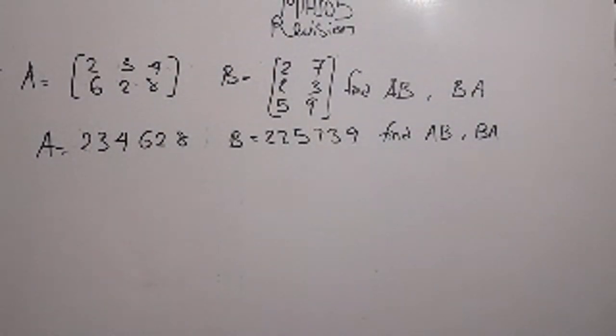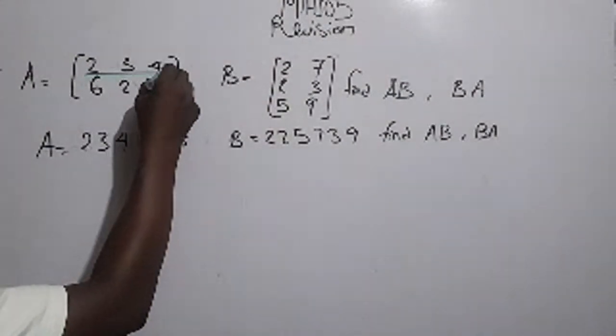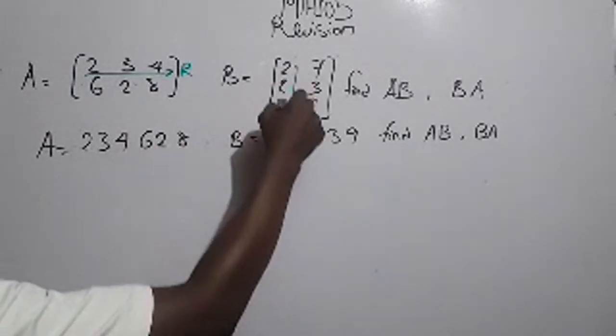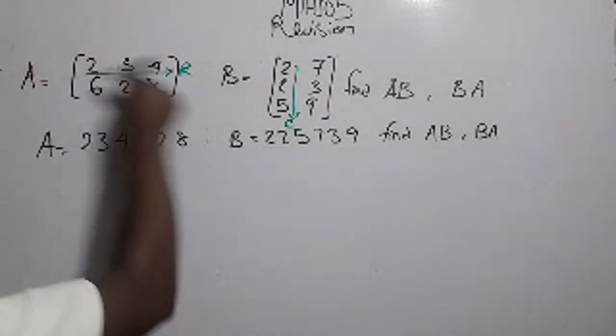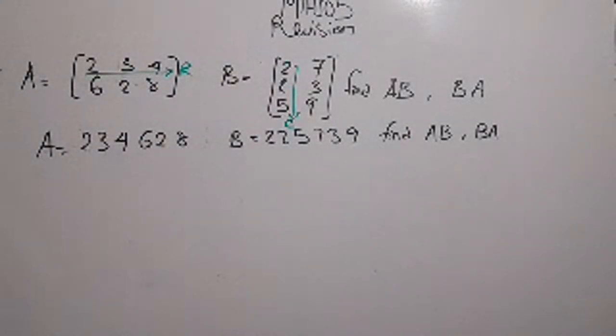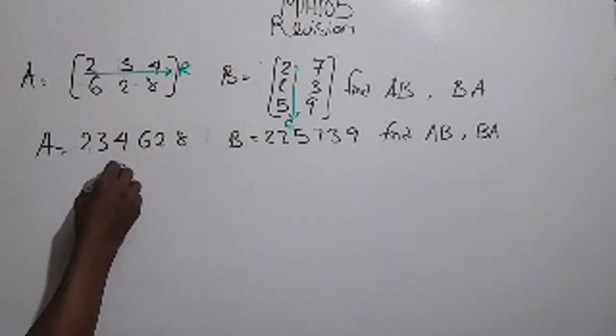You have to multiply the row by column. And when we talk about matrix, this is the row and this is the column. So what we're expected to do now is to multiply this row by this column. Very simple. How do we achieve that? Open a big bracket.